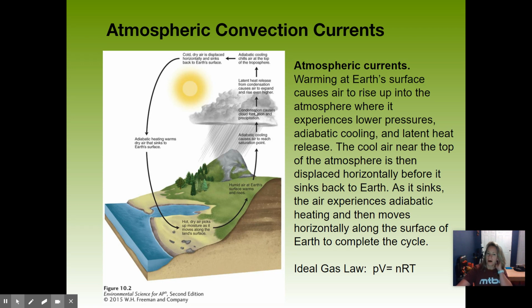So that's why in the mountains we often get thunderstorms or clouds forming. That's because the air is rising and can't hold as much water, so that precipitates out, and then you get that whole circulation occurring again. And so that would be our convection currents.